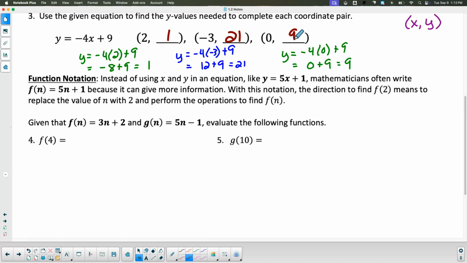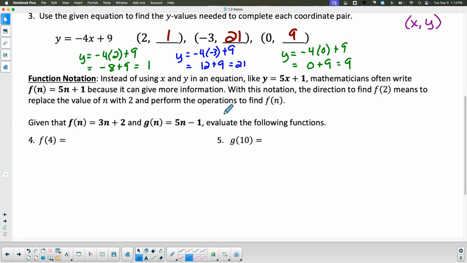Okay. Function notation is, instead of using x and y in the equation, like y equals 5x plus 1, or like we just had up here, y equals -4x plus 9, mathematicians often write f of n equals 5n plus 1. Or up here we could have said f of x equals 5x plus 1. Okay, because it can give us more information. With this notation, the direction to find f of 2 means to replace the value of n with 2 and perform the operation. So anywhere that there's an n in that equation, you would plug in 2.